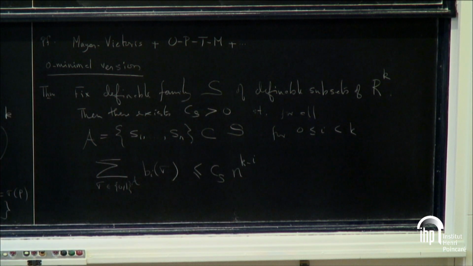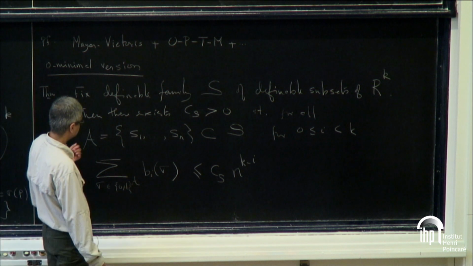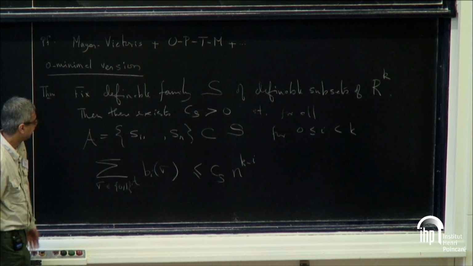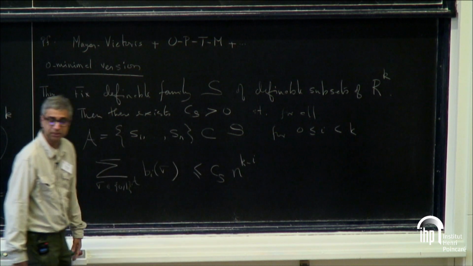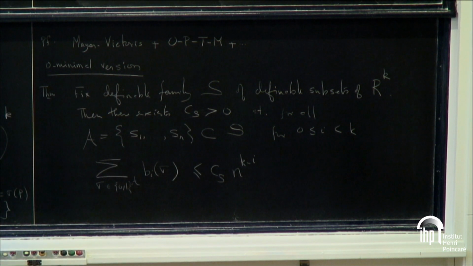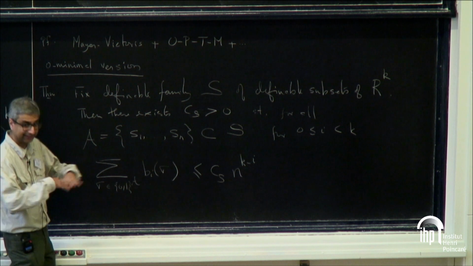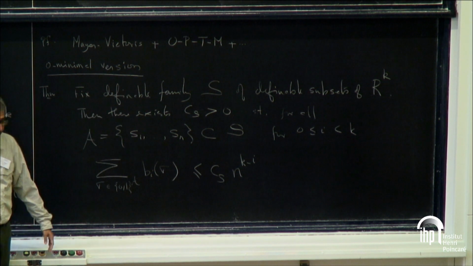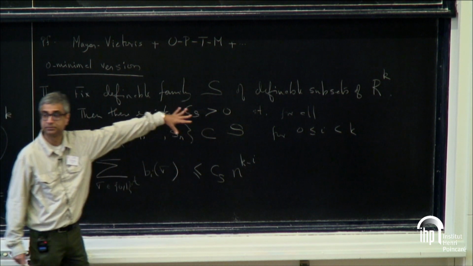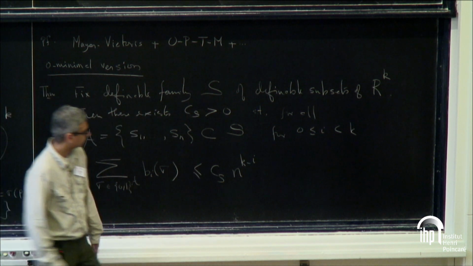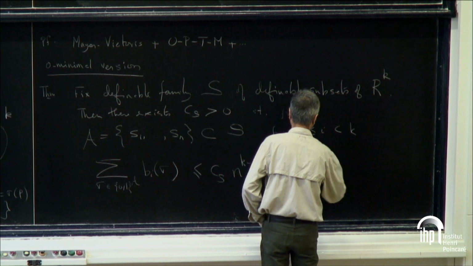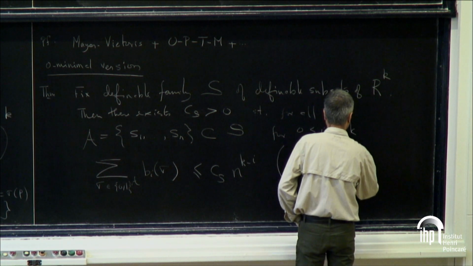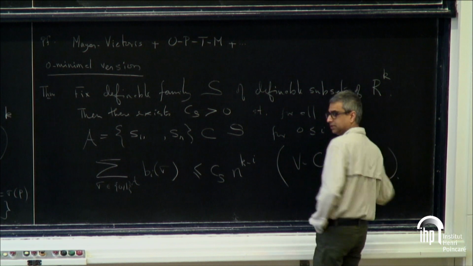So in particular, if you take i to be 0, that means if you have n fibers of some fixed definable map or coming from some fixed definable family, then the number of connected pieces into which R^k decomposes is bounded by n raised to k. So that has to do with the VC density of such a family. But let me not.